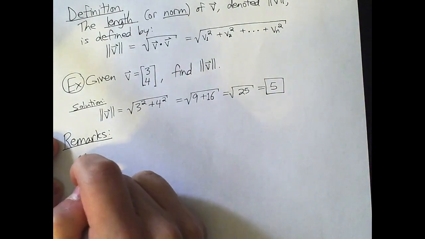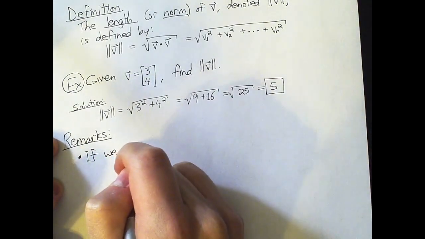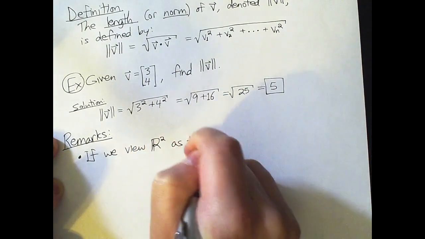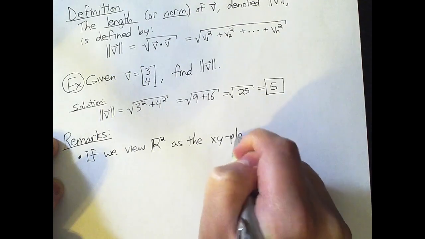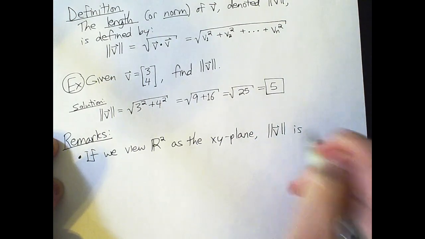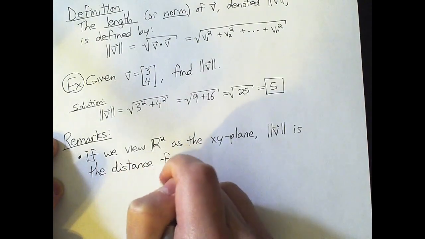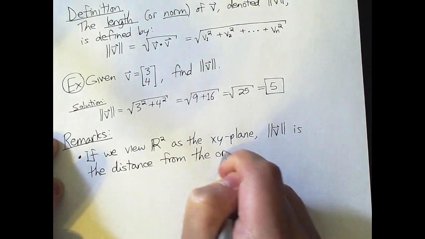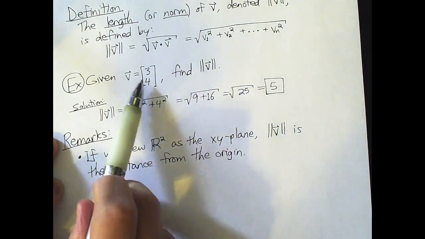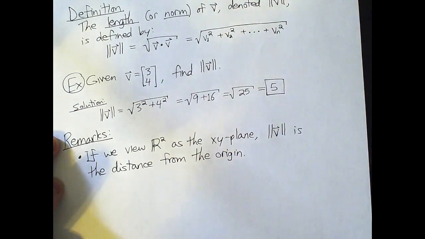All right, first of all, some of the stuff that I said out loud, I want to write down so that we have it in our notes. If we view R2 as the xy plane, the norm of V is the distance from the origin. So you could even use the traditional distance formula from 3, 4 to 0, 0. You would have this. This is exactly what you'd get, and you'd get 5.